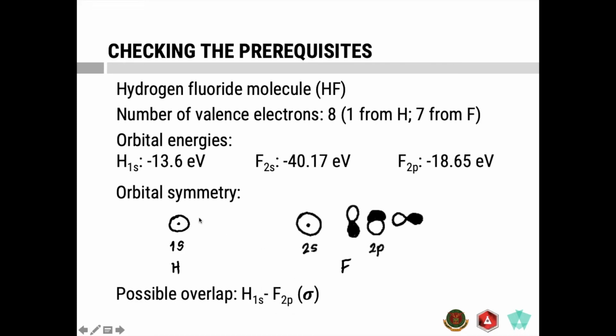You can see that the hydrogen 1s energy level is negative 13.6 eV and the 2p of fluorine is negative 18.65. However, for the hydrogen 1s and fluorine 2s, the orbital energy difference is quite high, therefore there is no significant interaction between the two.